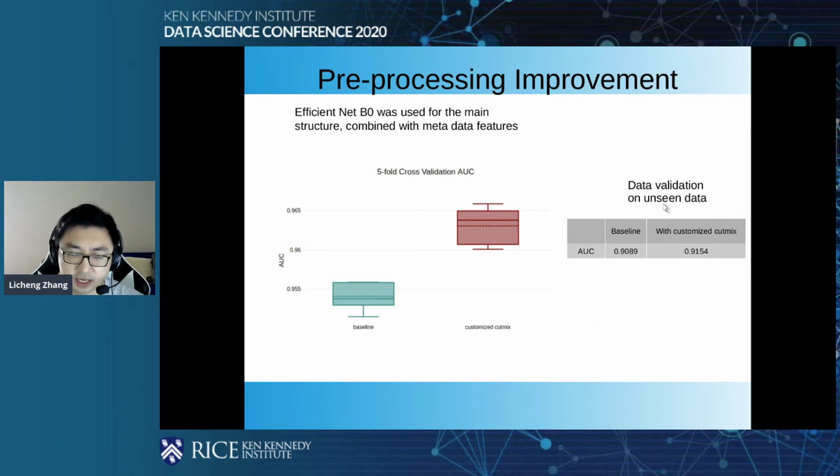What's interesting is this unseen data, actually we did not pick it ourselves. It's by someone else. So it's kind of trying to mimic real life, because in real life, you probably don't have a validation data set that has the same distribution as the training data set. So that's why you see the difference between the unseen data and the training data. But we see the improvement of this method on unseen data as well.